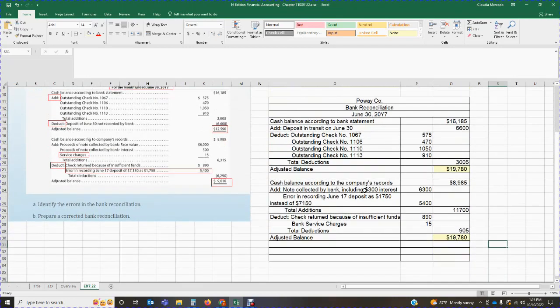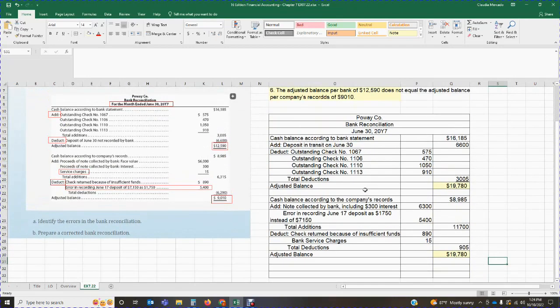So this is what the completed bank reconciliation should look like. And always remember that the adjusted balance for the company record should be the same as for the bank statement. The company's records and the bank statement should have the same information after you reconcile it and figure out what has cleared and what has not cleared the bank. So this is the completed reconciliation. Please make sure, I cannot stress it enough, to please read the chapter before you attempt your assignments.